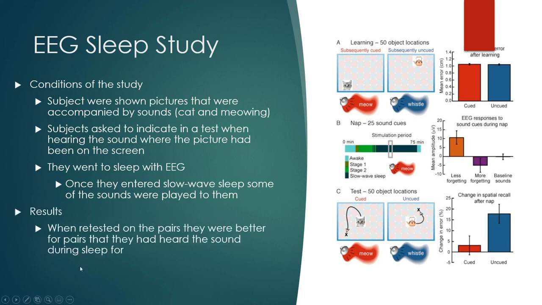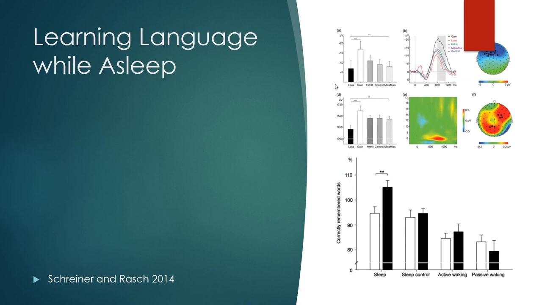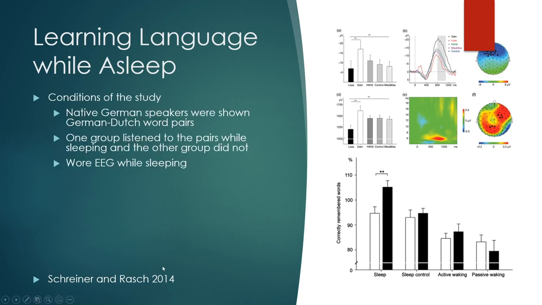And when they retested these people after they woke up, they were way better at the pairs whose sounds they had heard while sleeping than the ones they hadn't. They didn't hear all of the different sounds while they were sleeping, just half of them. And for the ones they heard while sleeping, they were a lot better at saying where the item had been located. So this idea is that we were strengthening that memory while they were asleep. And it may be that it was better to do while they were asleep because there was already this consolidation process happening. And this other one was out of Europe, this Schreiner and Rasch study.